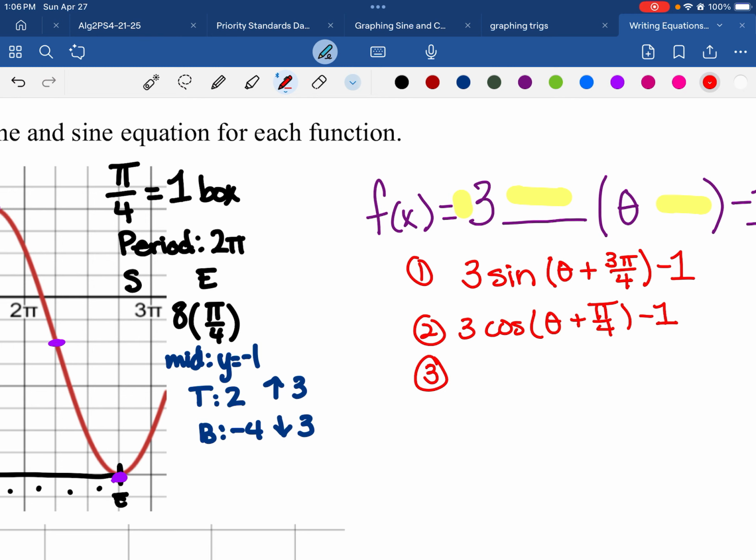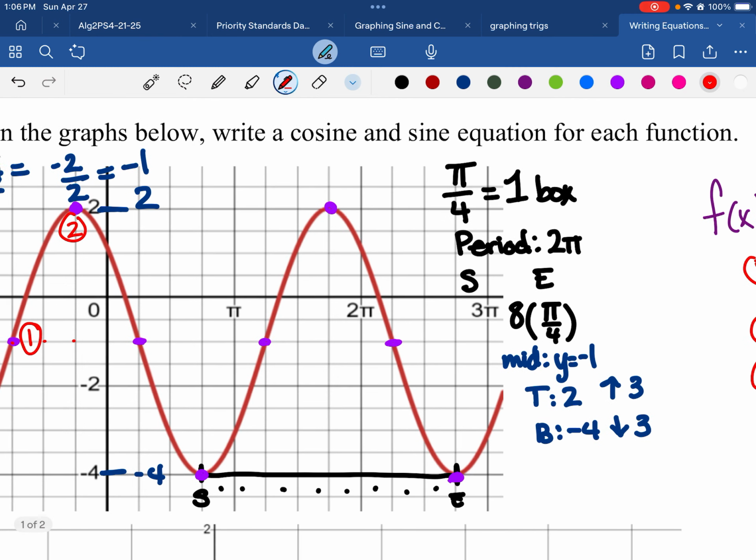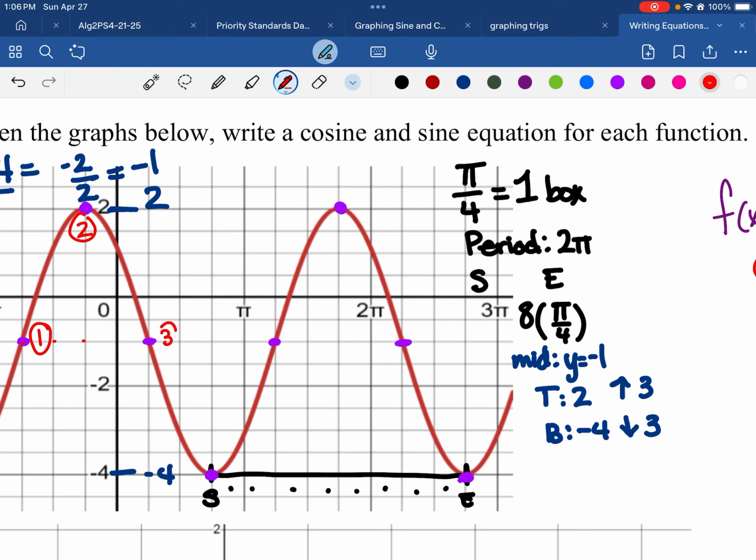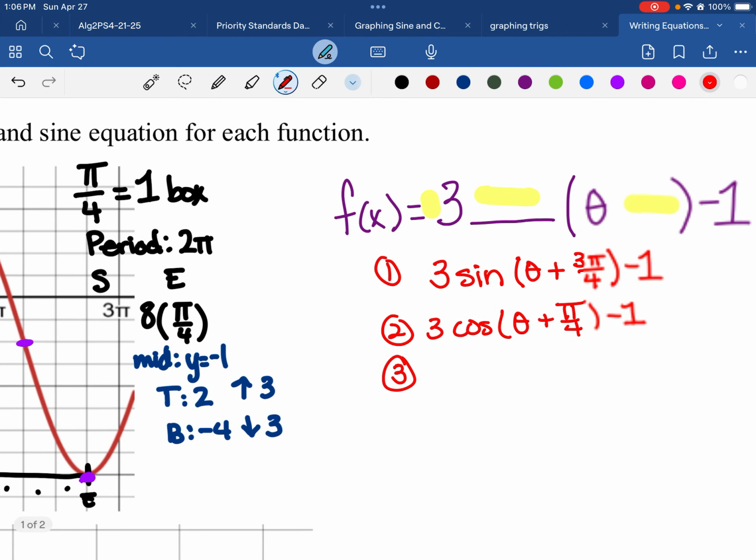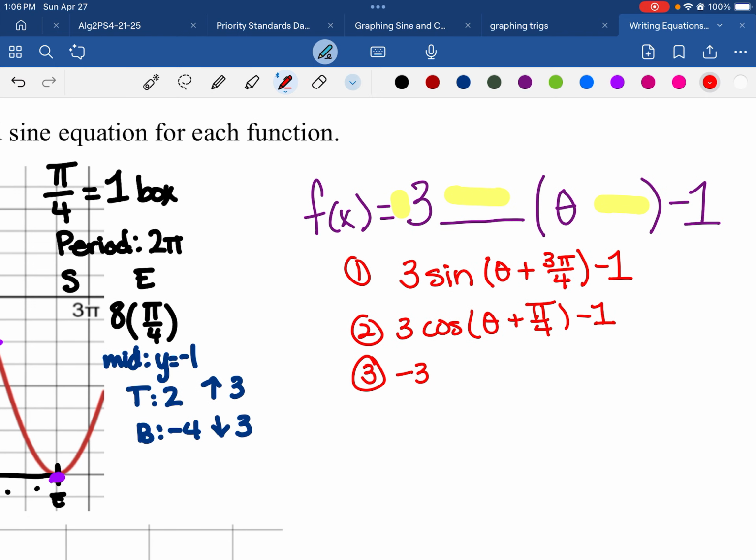Number 3. If I picked number 3, that's going down from the middle, so that's a negative 3, and I still shifted 1 box, so I would have negative 3 sine theta minus pi over 4 minus 1.